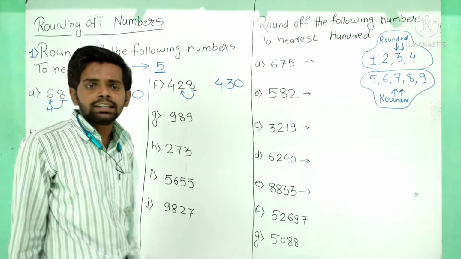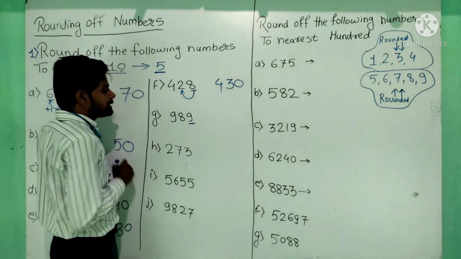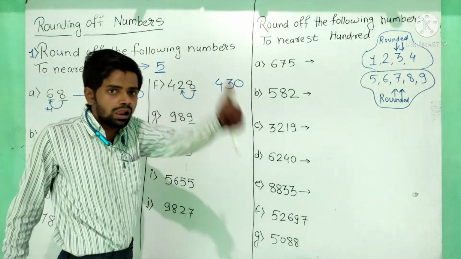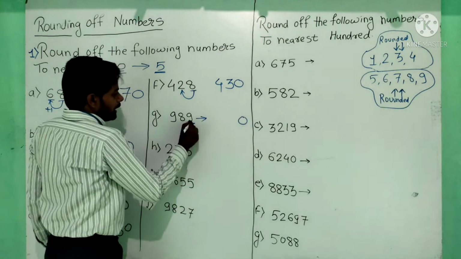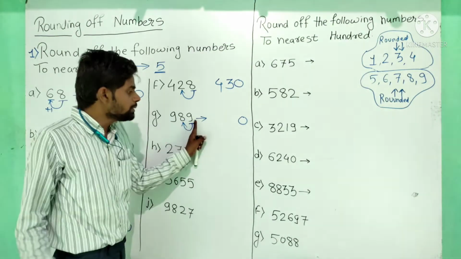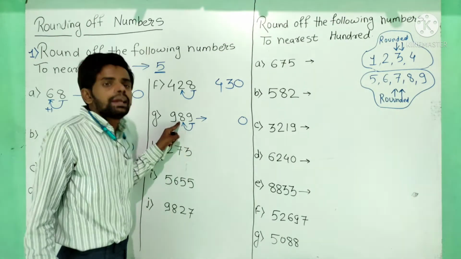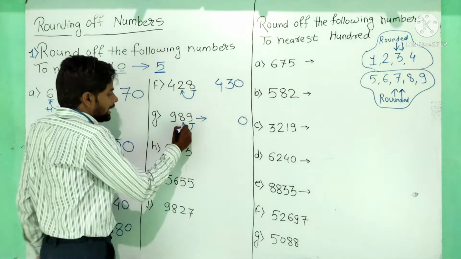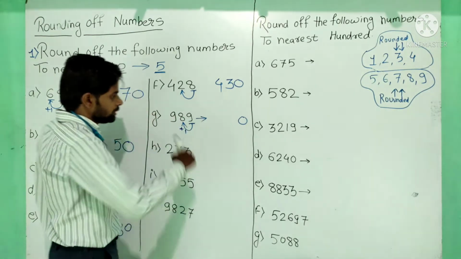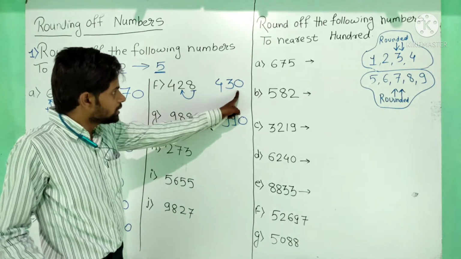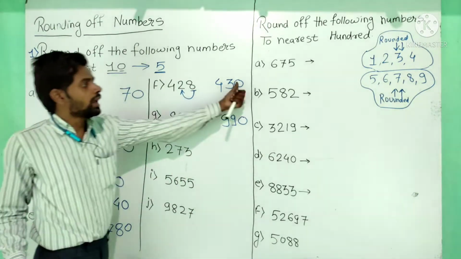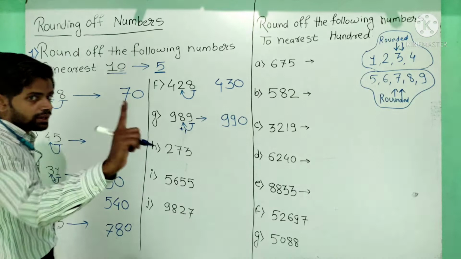Now look here. It is 989. Again, we have to observe the last digit. It is a strong digit. The number will round up. Yes, it will be rounded up. 9 will be 0. And when I remove it, 8 becomes 9, we have to add one more, so it is 990.